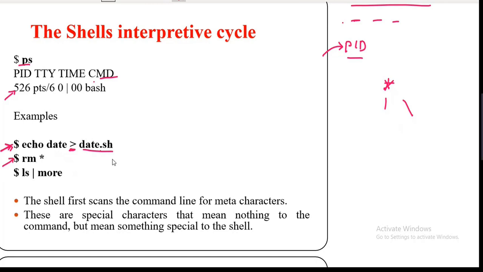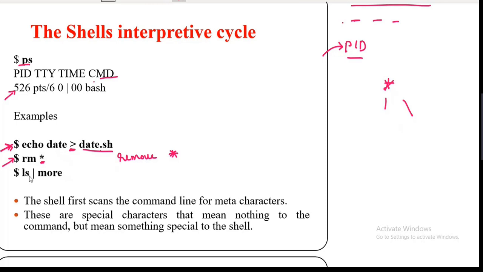Now whenever execution starts for this statement, what is this? RM stands for? Remove. If you want to delete any file or directories, you are going to use the RM command. In addition to that, here I am using one special symbol, that is asterisk. So what does it indicate? How is the shell going to interpret this asterisk? Each symbol has some predefined meaning.